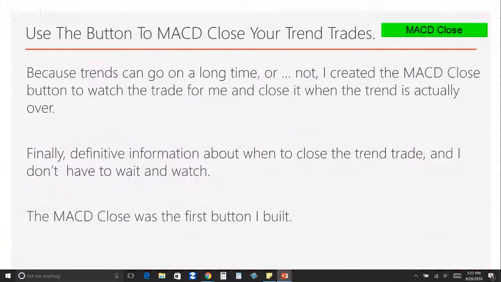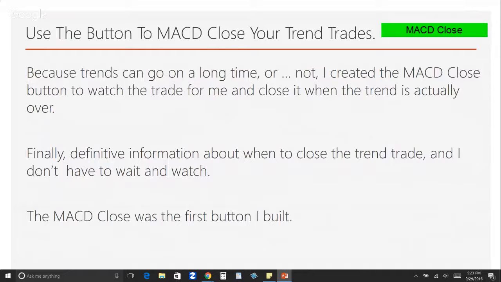Use the button, of course, to MACD close your trend trades, because trends can go on a long time or not. I created the MACD close button to watch the trade for me and close it when the trend is actually over. Finally, definitive information about when to close a trend trade, and I don't have to stay up extra late and wonder if I should go to bed or just close the trade, or if I'm going to wake up and the whole thing slipped away from me. You know, those kind of things just drive you crazy.